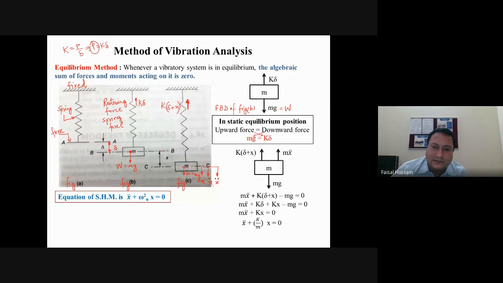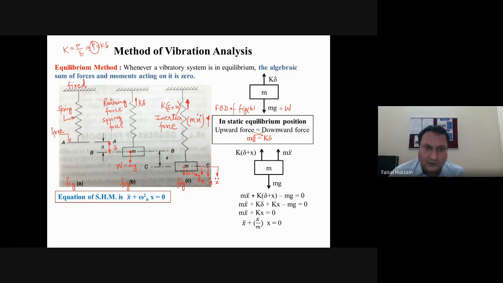Similarly, as the accelerating force, because acceleration is downward, the accelerating force will be downward, and if the accelerating force comes into the picture, then there will be an inertia force. And what will this inertia force do? This inertia force will act opposite to the accelerating force. So this is your inertia force, and it will be m into x double dot, and its direction is upward.